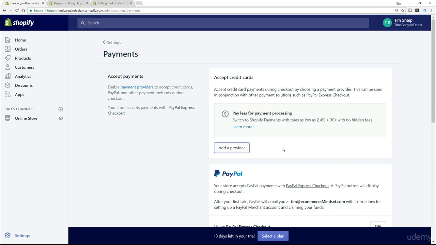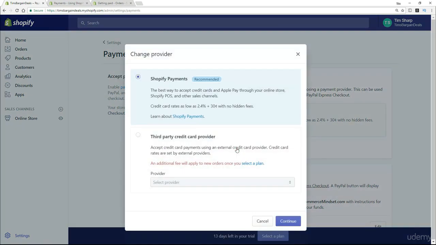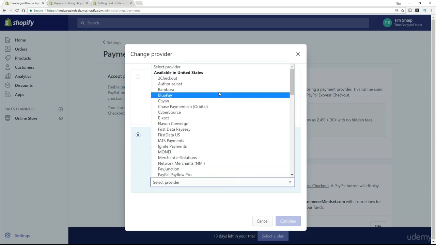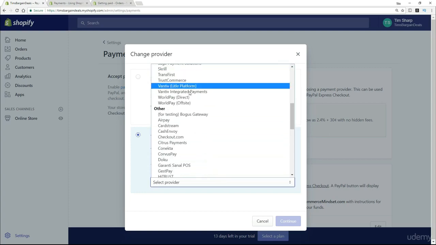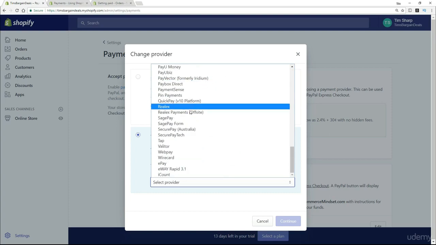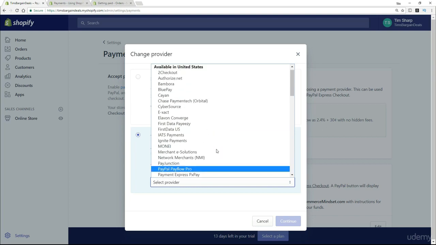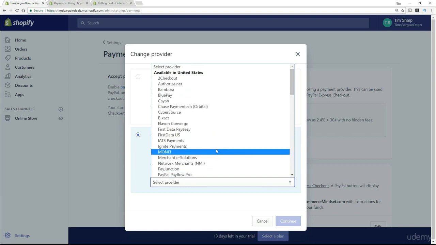But if I didn't want to have that, I could change it here just by clicking on Add a Provider. Shopify Payments recommended, which again, I repeat, is the lowest fees you're going to get. But you can take your third-party credit card providers, and there are absolutely loads of them. So here we have loads of them available in the United States, other, etc. And this list is extensive, and with every single one of these, or whichever one you want, you're going to have to basically go to them and apply for an account and then come back here and integrate it into Shopify.